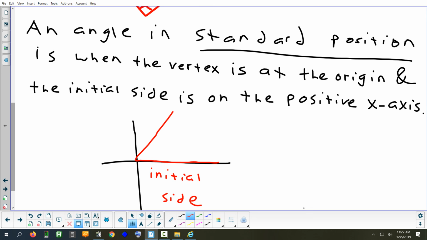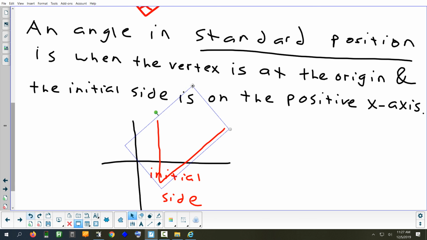Okay, so let me take this angle in red and go like that. Is that still standard position? No. What's wrong with it? It's not on the origin. The vertex isn't at the origin. The initial side is okay. Initial side is on the positive x-axis. The vertex has to be at the origin.